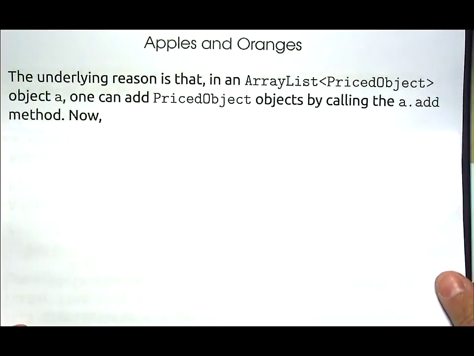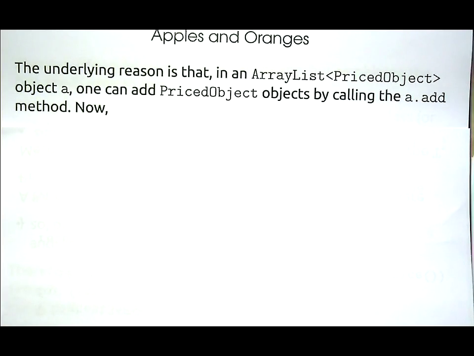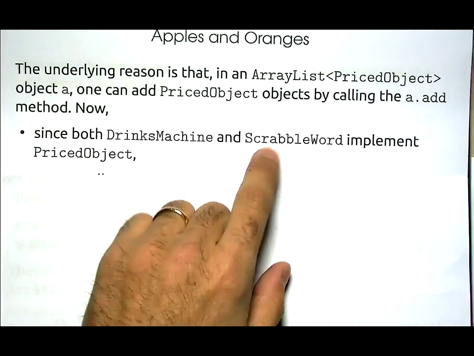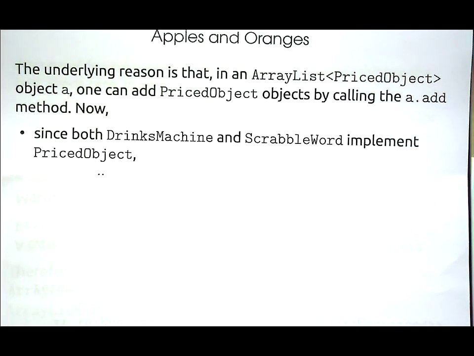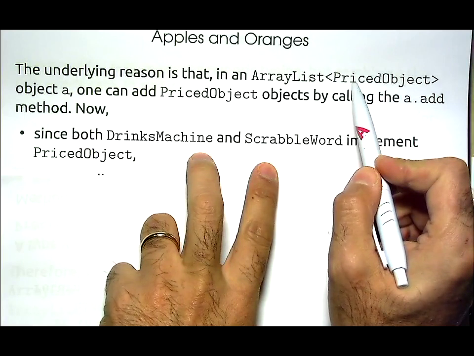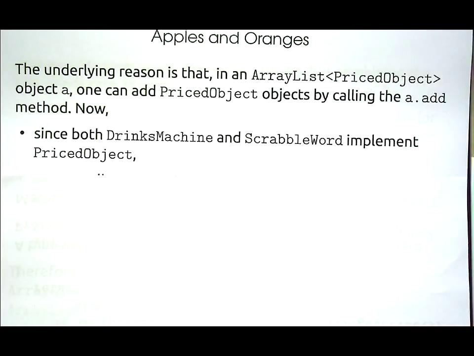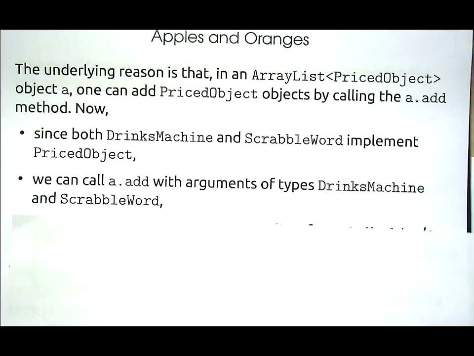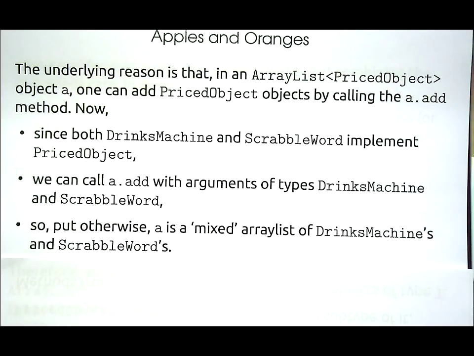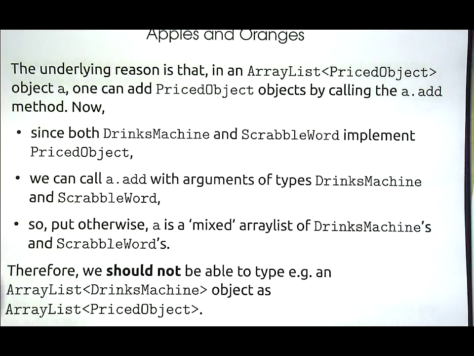The underlying reason this doesn't work is that in an array list of priced object, one can add priced objects by calling add, and this means that you can add both drinks machines and Scrabble words. So it better be that your array list cannot have actual type to be an array list of either drinks machines or Scrabble words, because then you have committed yourself to one type and then you add things of the other type. Put otherwise, A is a mixed array list, so you cannot start it with a concrete array list of one of the two things. Okay.